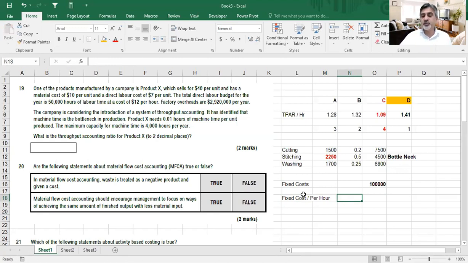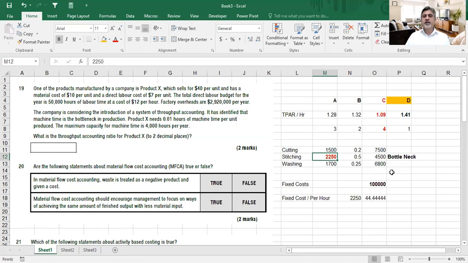The answer is that you should be dividing it by 2250. So this is the bottleneck. And you say, okay, my cost per hour is $44. You should be considering $100,000 divided by 2250. This is your cost per hour. So the bottleneck is very important as part of your calculation of throughput accounting questions. It is very important to identify the bottleneck resource, because all the hourly calculations later on will be done based on the number of hours available in the bottleneck resource. Are we clear on this?